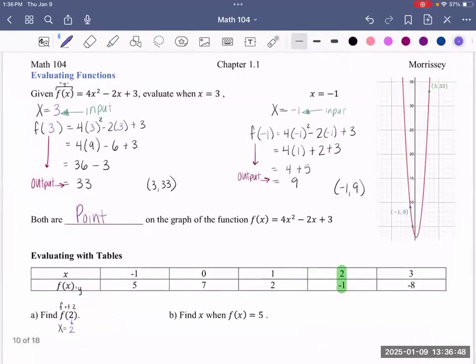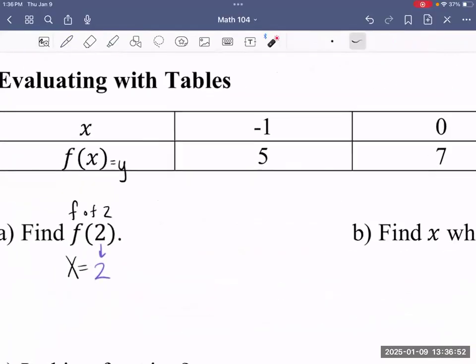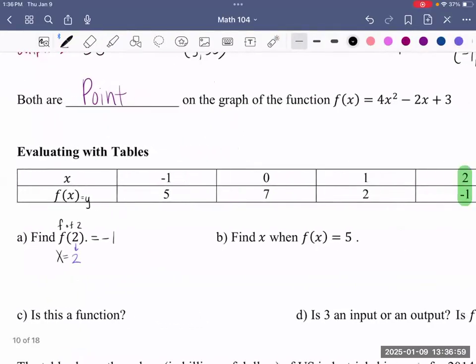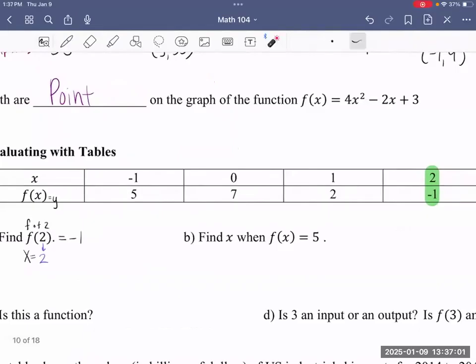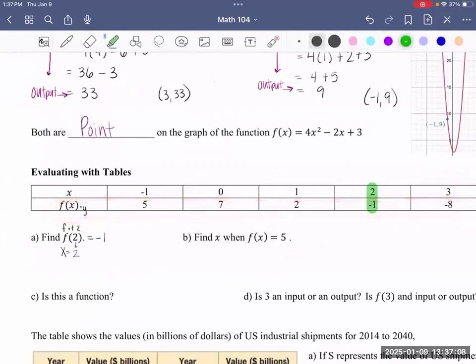That kind of signifies what we did here, but in its shorthand on the table. So you plug in a 2, you got out a -1. And we can go in the reverse. When it says f of x is equal to 5, that just means along this f of x line, where does the 5 occur? Well, it occurs right here, meaning that its x counterpart is -1. This is when x is equal to -1.